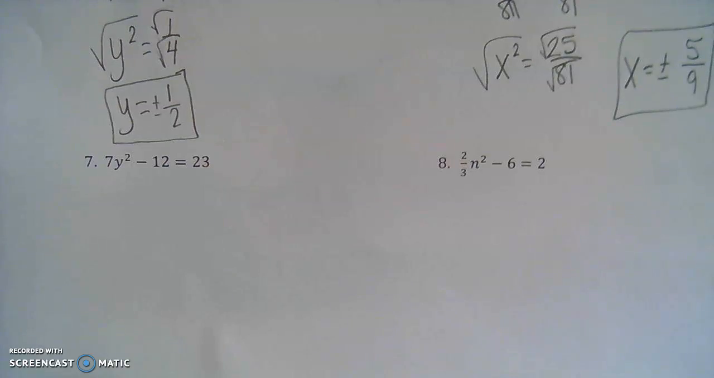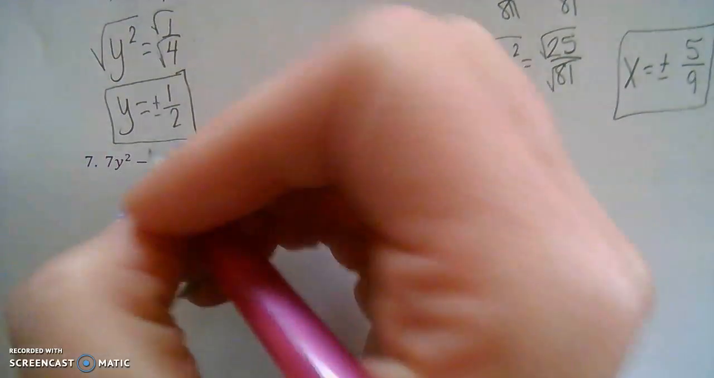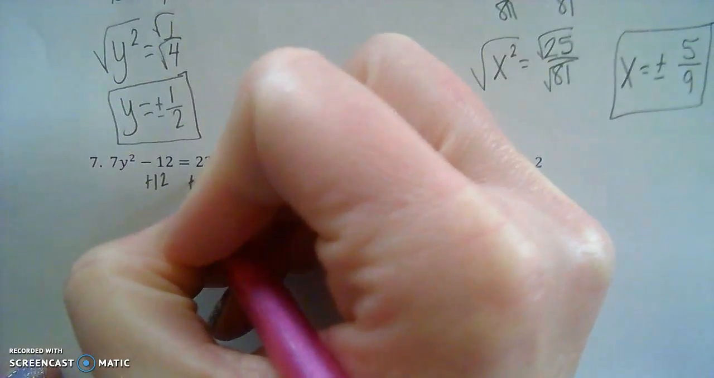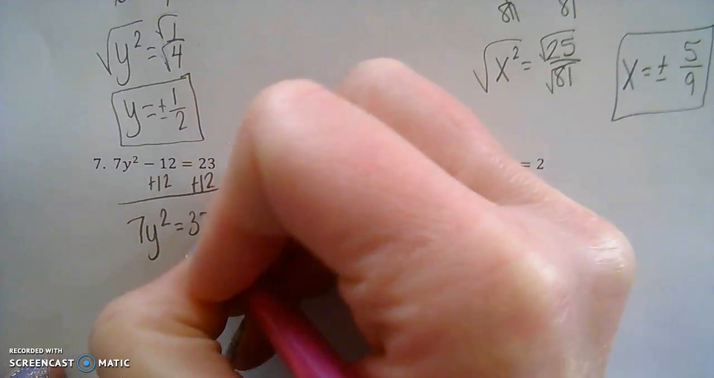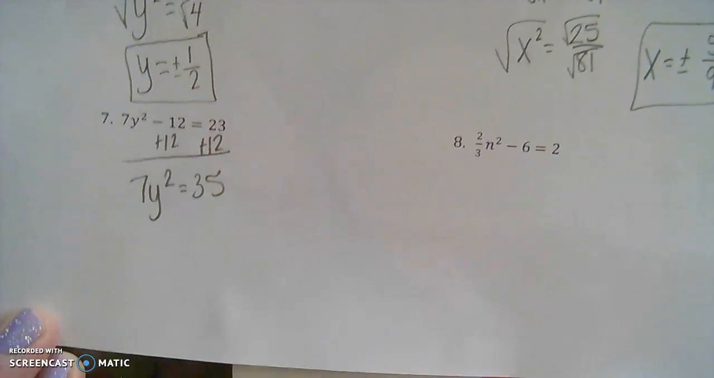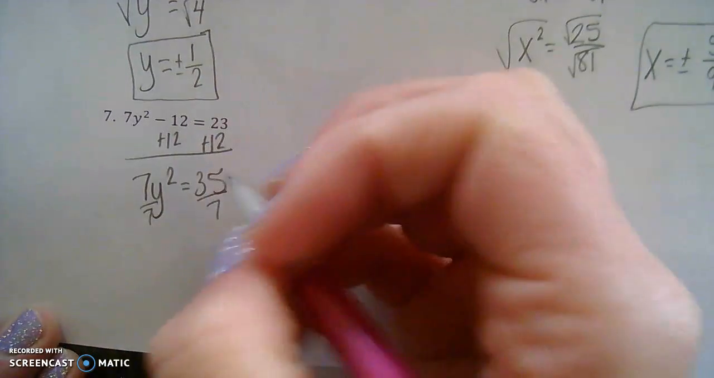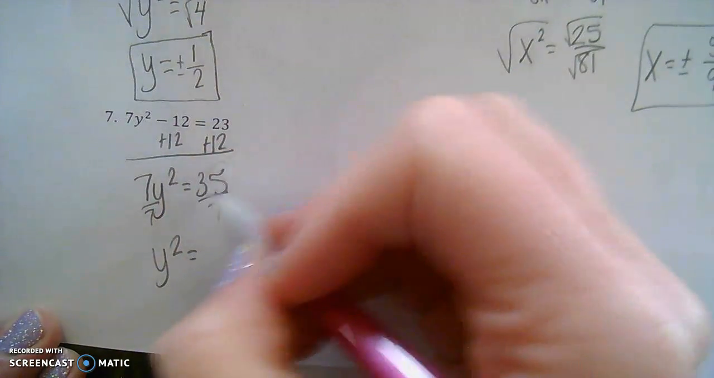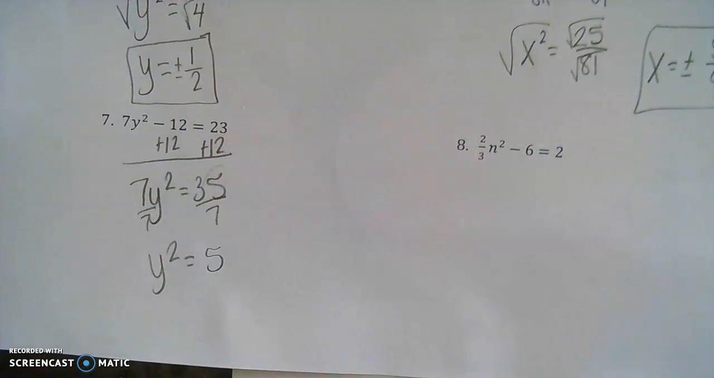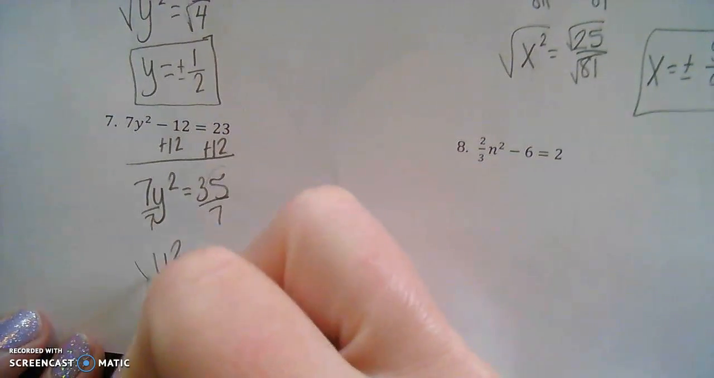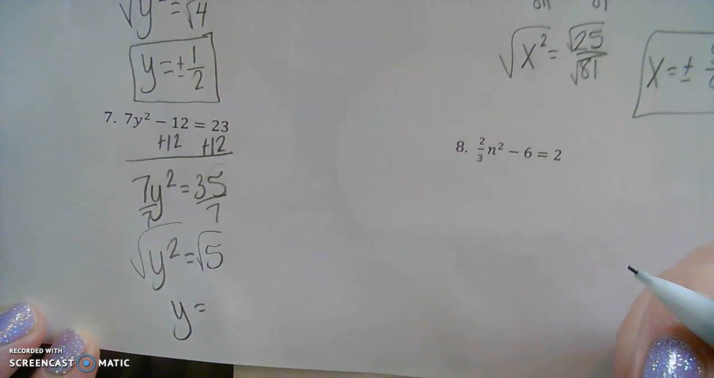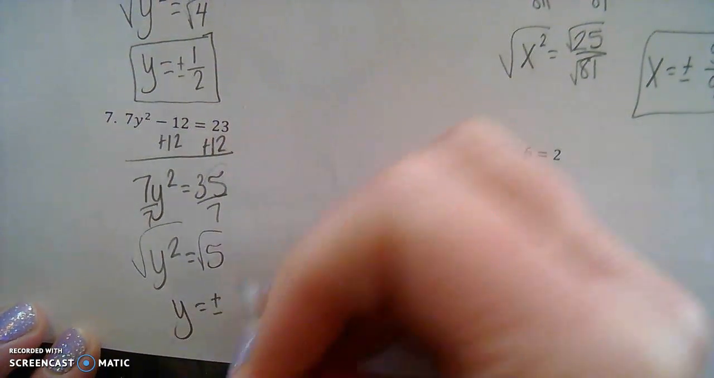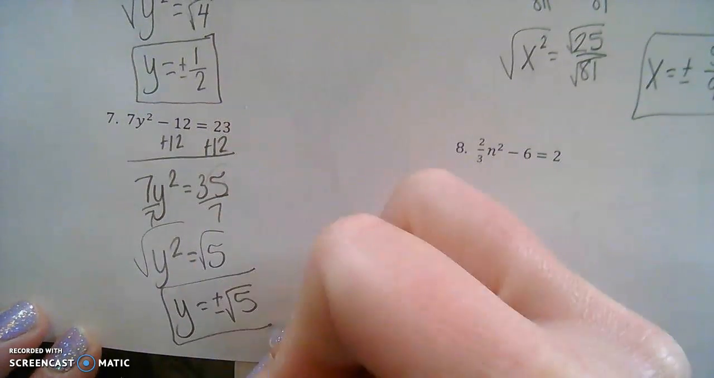These last two, you're going to end up with square roots as your answer. All right, so here's what those will look like. Add 12 to both sides. 7y squared is equal to 35. Divide by 7, divide by 7. So you think, well, those aren't perfect squares, but 35 divided by 7 actually divides. All right, so y squared equals 5. Square root, square root. 5 is not a perfect square, and there are no perfect square factors. So you just leave it as plus and minus square root of 5.